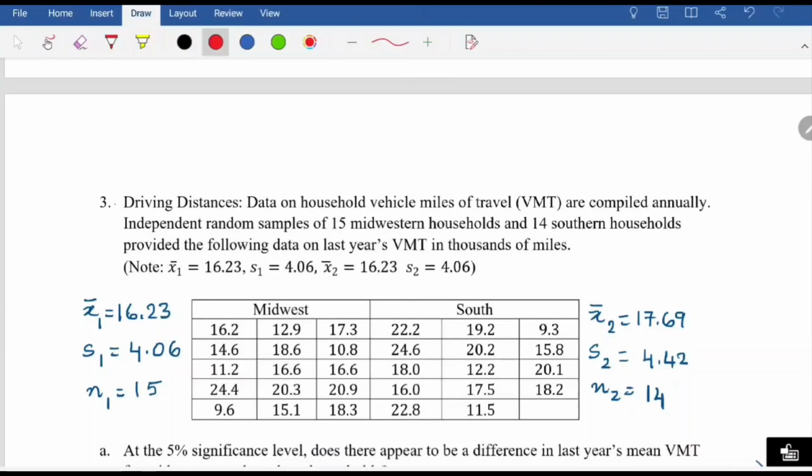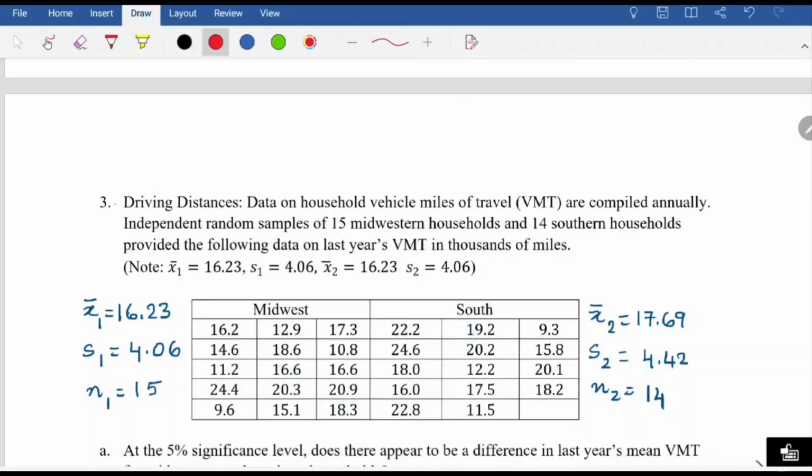Now let's look at question number 3 in the project. It's a question on chapter 10, comparing two means. The question is about driving distances. Data on household vehicle miles of travel, VMT, are compiled annually. Independent random samples of 15 Midwestern households and 14 Southern households provided the following data on last year's VMT, vehicle miles of travel, in thousands of miles.